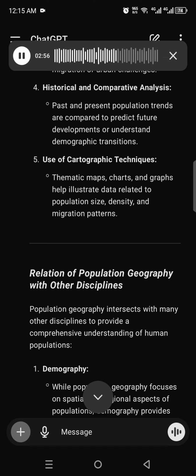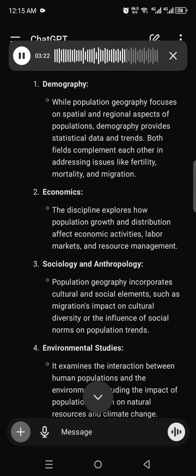Relation of population geography with other disciplines. Population geography intersects with many other disciplines to provide a comprehensive understanding of human populations. 1. Demography. While population geography focuses on spatial and regional aspects of populations, demography provides statistical data and trends. Both fields complement each other in addressing issues like fertility, mortality, and migration.